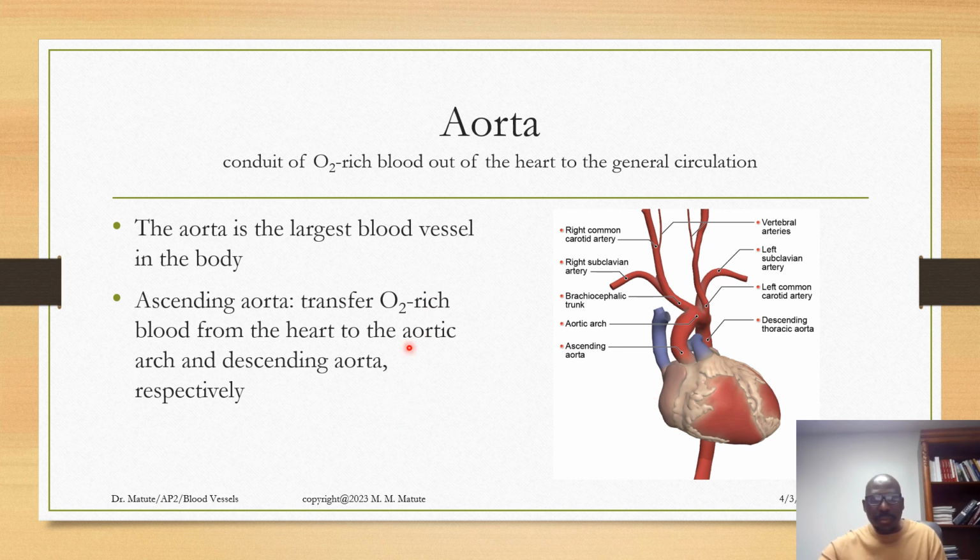So for example, we know that the aorta is the source of oxygen-rich blood to all parts of the body. So when oxygen-rich blood is pumped out of the left ventricle, it enters the aorta, and then some of it will be channeled via the aortic arch to the neck, the head, the brain, and then the descending aorta distributes blood to all the rest of the parts of the body that are below the heart.